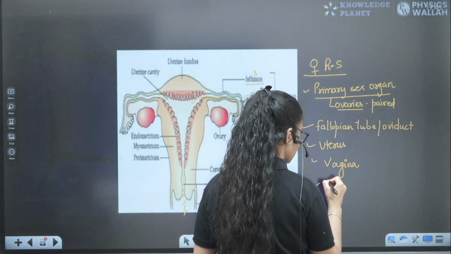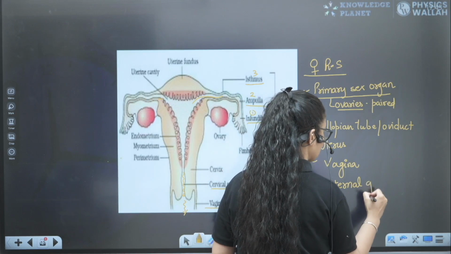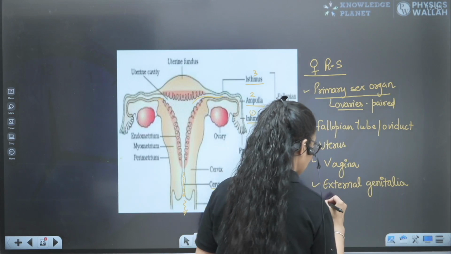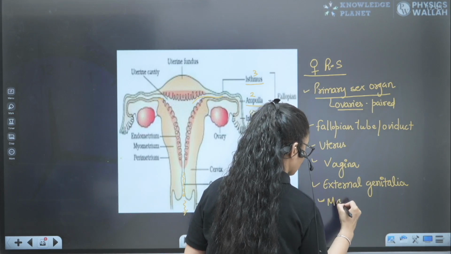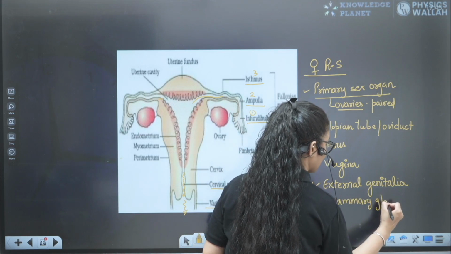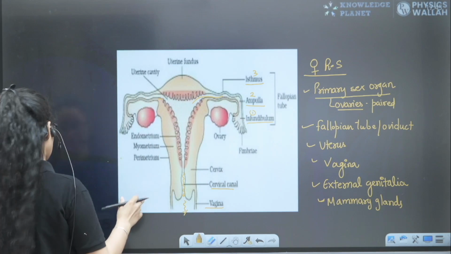Plus the female reproductive system has external genitalia. So what is present in the external genitalia? That means the reproductive organs that are present outside, and plus the mammary gland is also part of it, right? So the mammary gland is also part of it, that you have to remember. So let's see all the organs one by one.